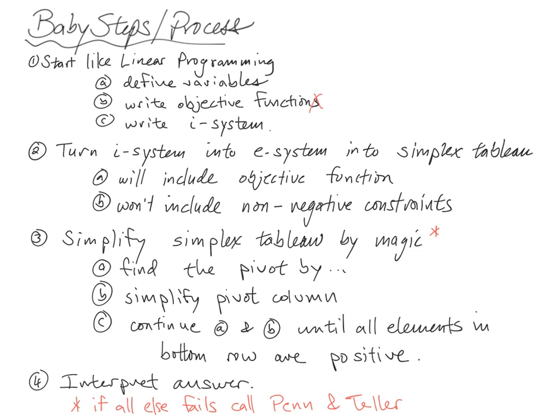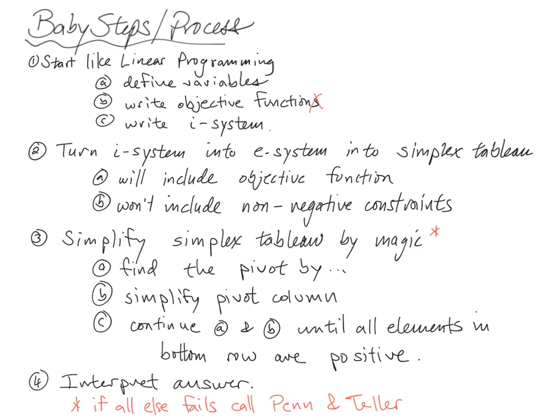The next thing we need to do is simplify the simplex tableau by magic. The first thing we will do is find the pivot by doing a little process that makes more sense seen in an actual example. From there, we will use row operations to simplify the pivot column so that it represents a basic variable column. Remember, that would be like a 0, 1, 0 or a 1, 0, 0 or whatever the case may be.